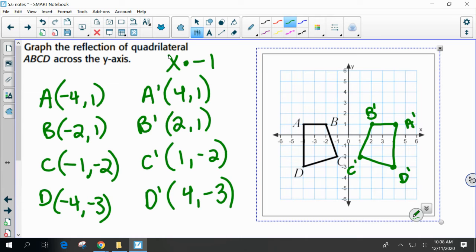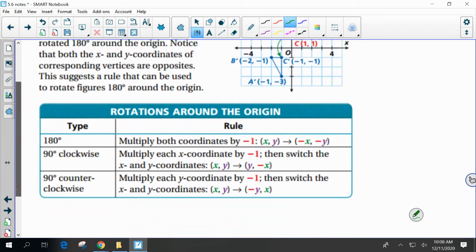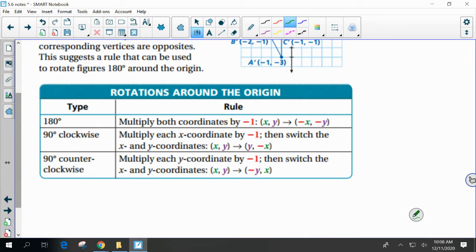Okay, so on this next part, we're going to talk about rotations. Rotations involve degrees because, if you think of a circle. And again, you're going to get this chart on your test, you're not going to have to memorize this. So if we rotate by 180 degrees, you multiply both coordinates by -1.